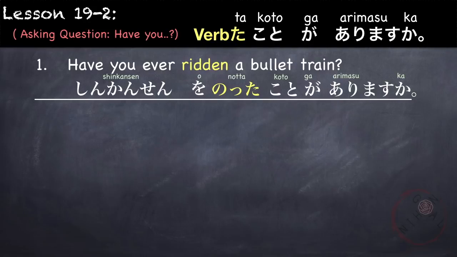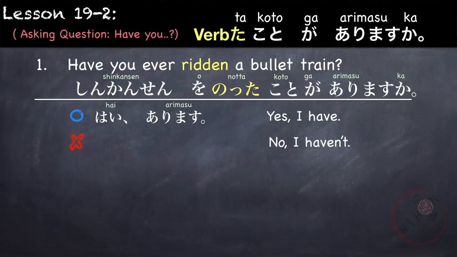So if your answer is yes, I have, you can say hai, arimasu. Or the long version is hai, shinkansen ni notta koto ga arimasu. But you can just answer hai, arimasu in short. If you say no, I haven't, you can say iie, arimasen. Or the long version is iie, shinkansen ni notta koto ga arimasen.